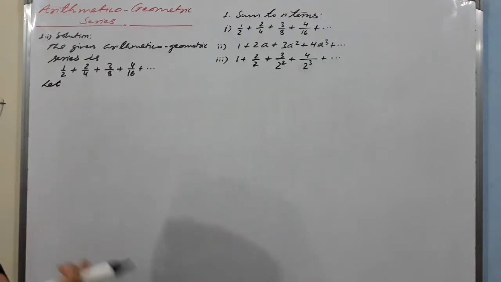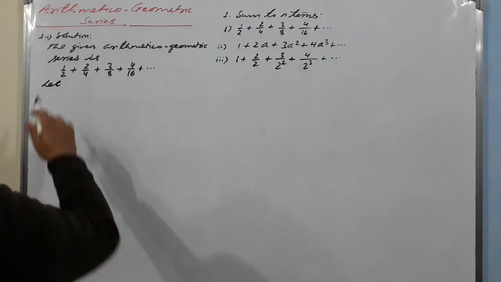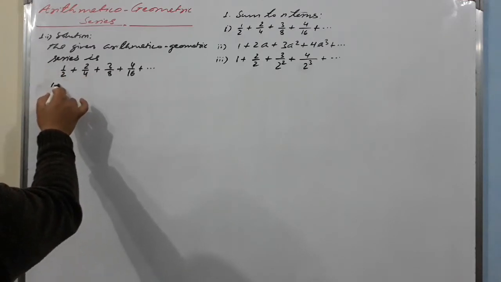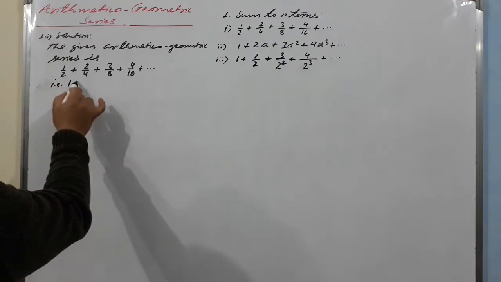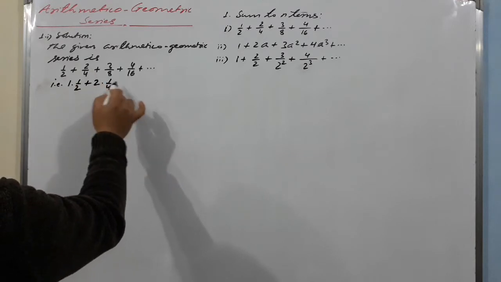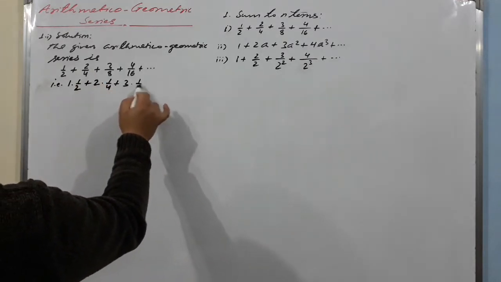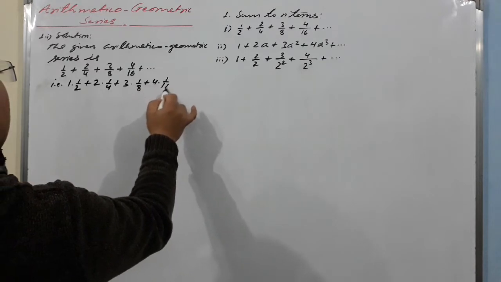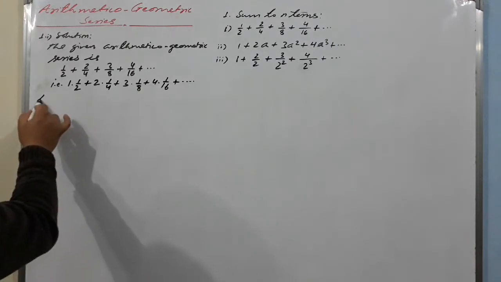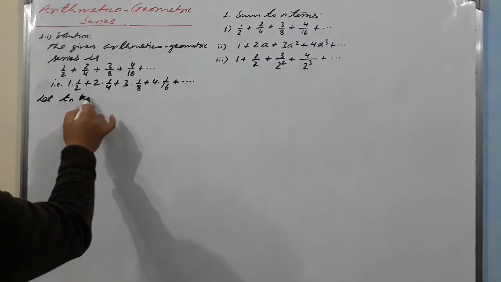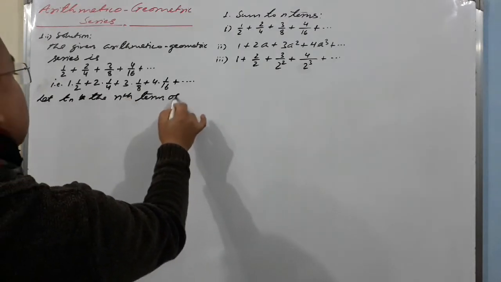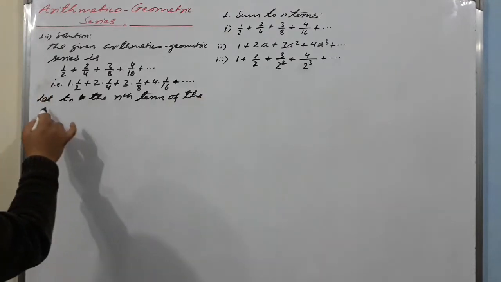Now I'm going to tell you how to find the nth term of the series. Let me write it in proper form, or you may write it this way also: 1 times 1 by 2 plus 2 times 1 by 4 plus 3 times 1 by 8 plus 4 times 1 by 16, and so on. Let Tn be the nth term of this series.